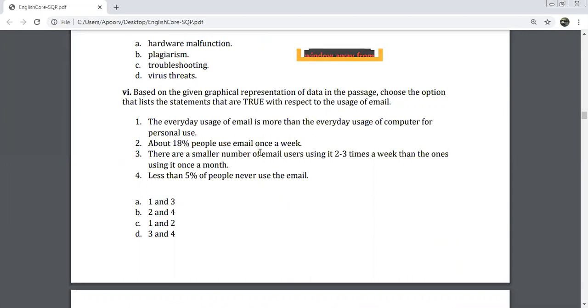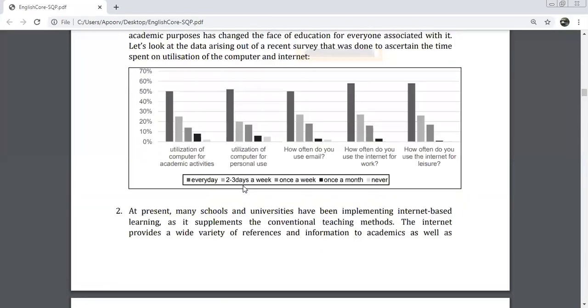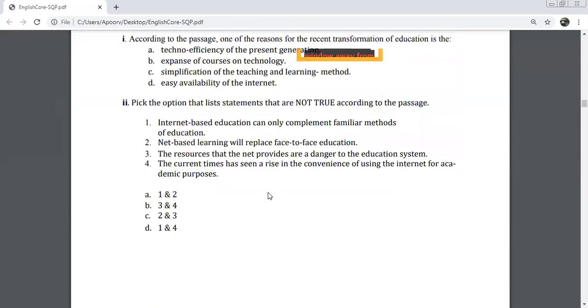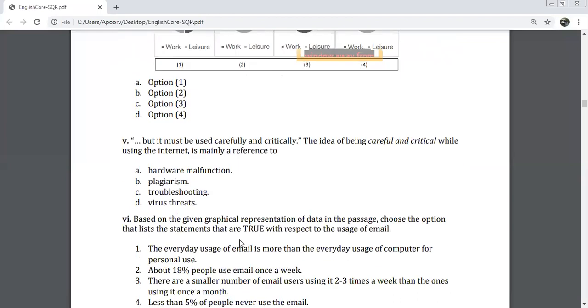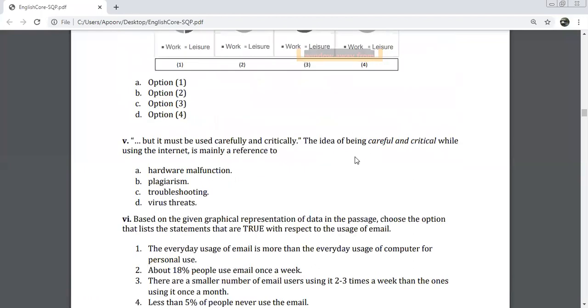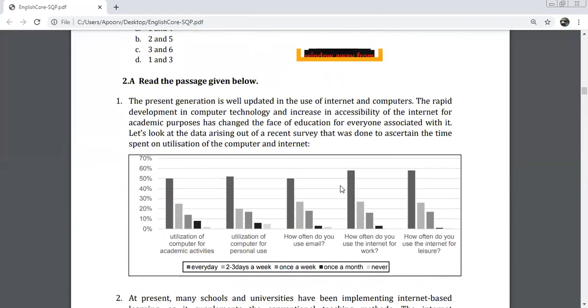About 18% people use email once a week. Let's check out. Here. See, this is your once a week color. Please see once a week, how many percent? Check how many percent are using email once a week. Ma'am, it's 18. More than 20%. Okay. So false or true? False. Yes. Let me come to the third one. There are a smaller number of email users using it 2-3 times a week than the ones using it once a month. So compare it: how many use it 2-3 times a week and how many use it once a month. Please see this once again.